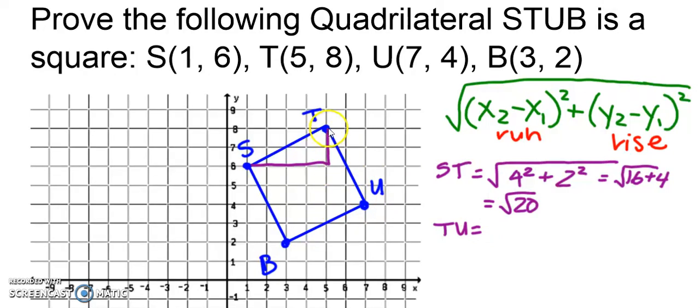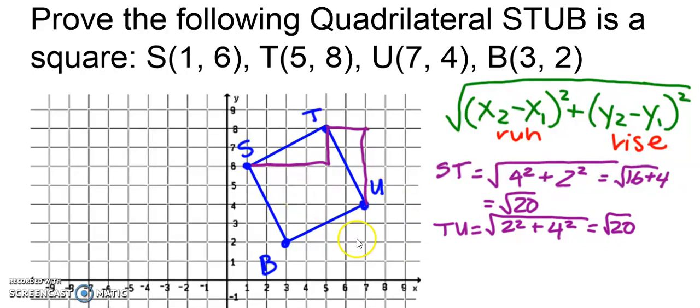So TU, looking at the run from T to U, I run 2 and I rise 4. I'm actually going down 4, but I don't even have to worry about the negatives. When we square it, it'll all become positive in the end. So I had a run of 2, so 2 squared, plus a rise of 4, so 4 squared, and again, that's 16 plus 4, which is giving me the square root of 20.